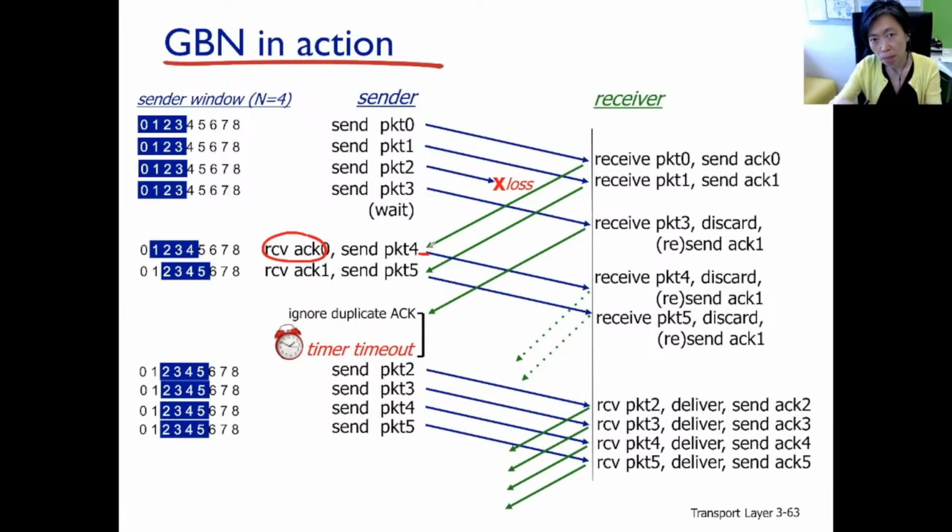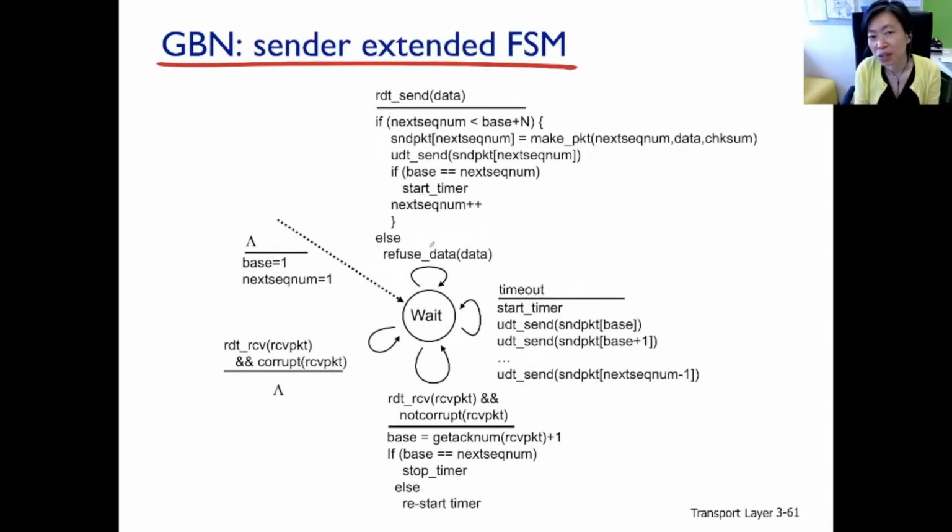Oh, the transition at the bottom, isn't it? Receiving a call from below, a feedback packet from below. What do we do there? Let's recall and go back. This transition, getting a packet from the lower layer that is not corrupted: set the base to the sequence number in the ACK packet plus 1. And then we check whether we need to stop the timer or refresh the timer.